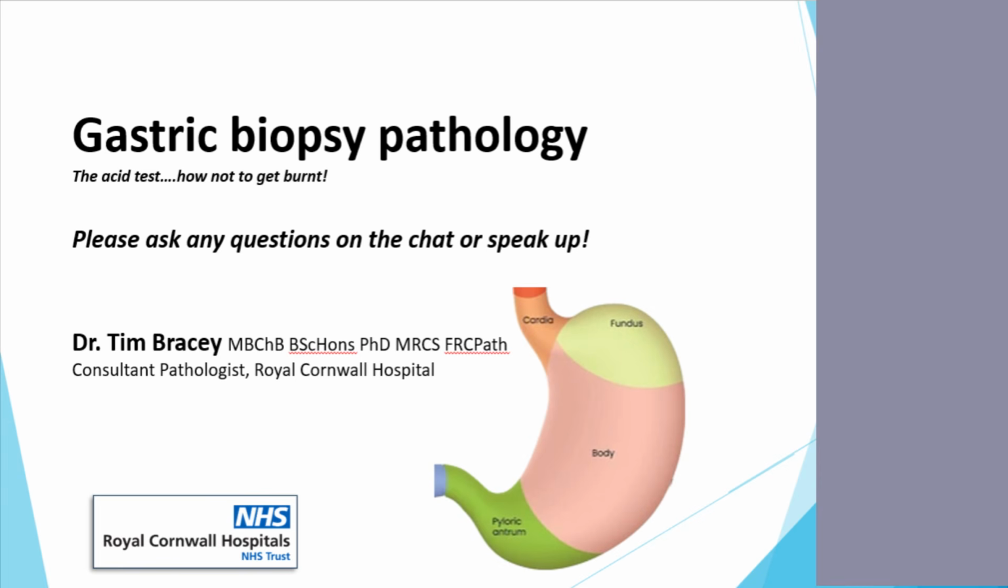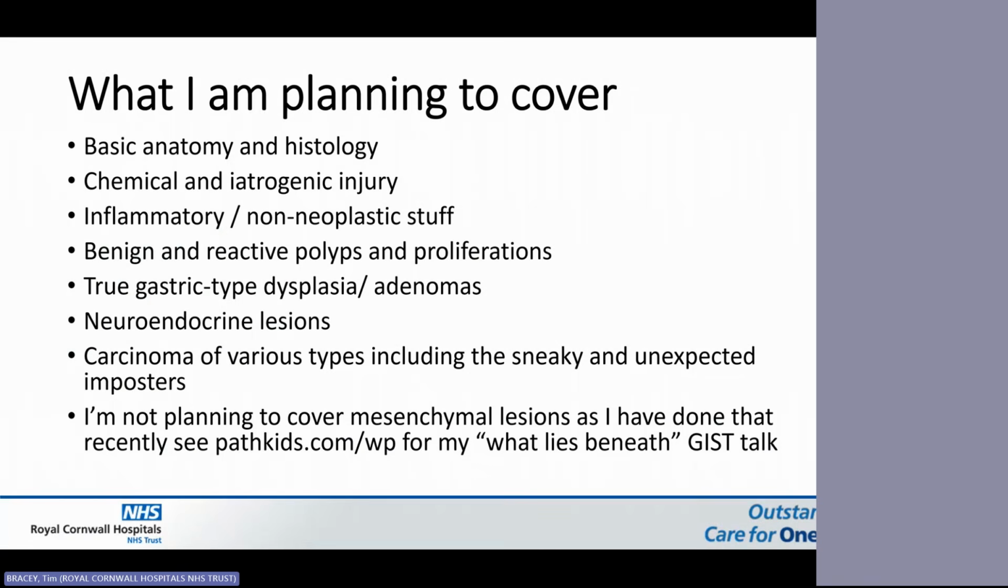I'm just going to be talking about biopsies rather than resection specimens, but it is important to know the basic anatomy and the different parts of the stomach when you're reporting gastric pathology. Chemical and iatrogenic injury is an important topic, given that I do every now and then see dysplasias and suspicious reports from obviously benign mucosal injury.